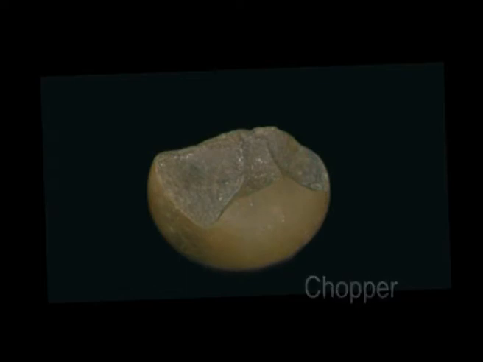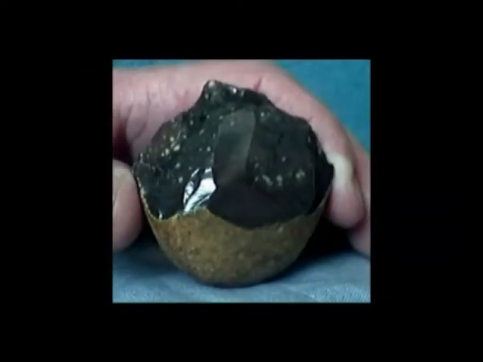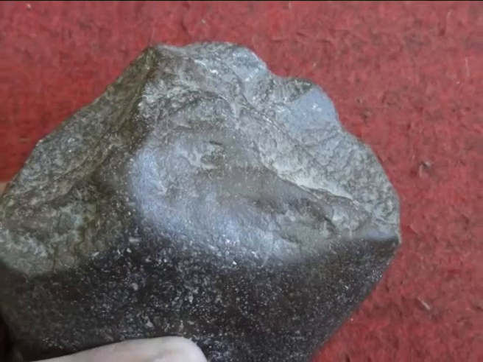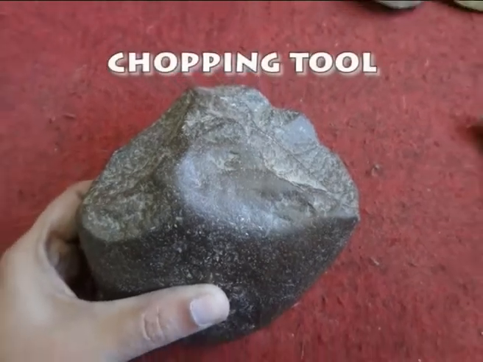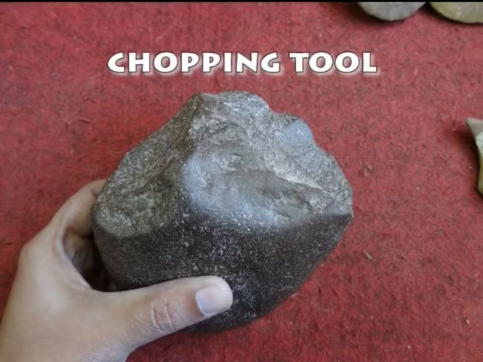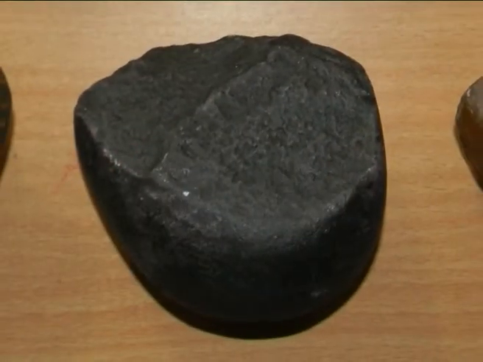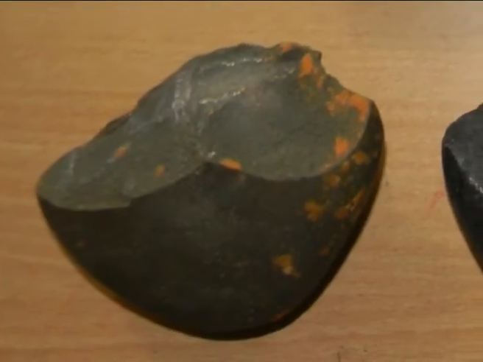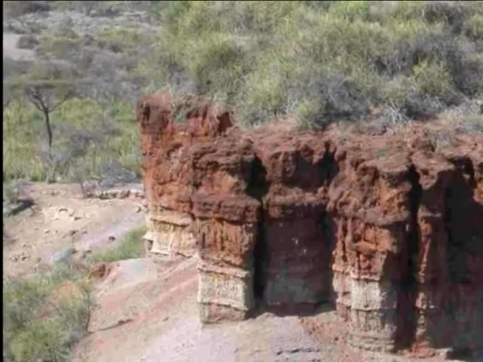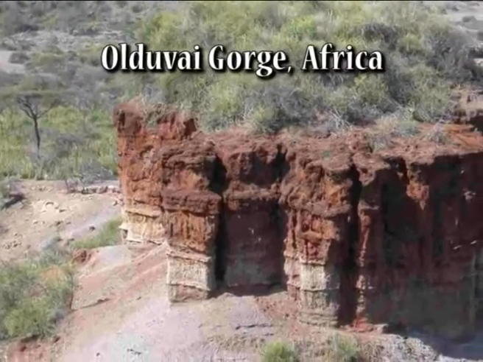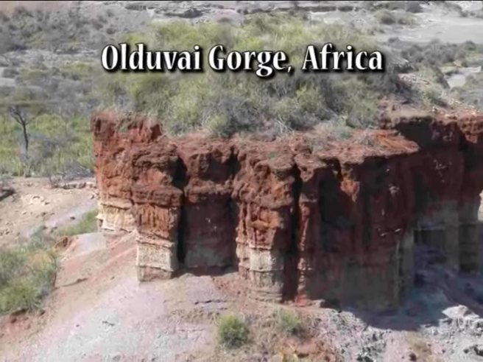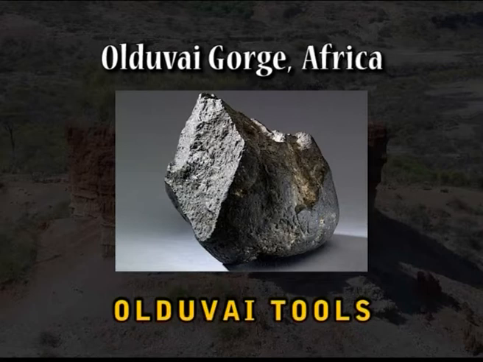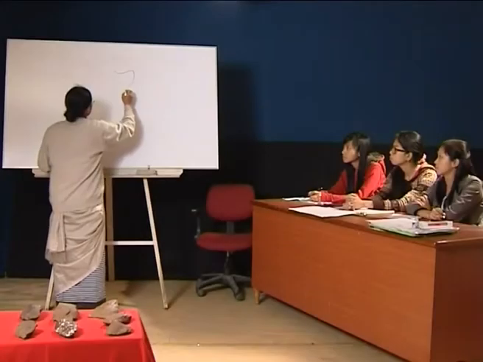In some cases, flakes are removed from both the surfaces, but from one of the ends of the pebble. This type of bifacial tool is known as a chopping tool. It is prepared by direct percussion. Both these chopper and chopping tools possess broad working ends. Such types of pebble tools were first found from Olduvai Gorge in Africa. Hence, these artifacts are referred to as Olduvai tools. Let's see an example.